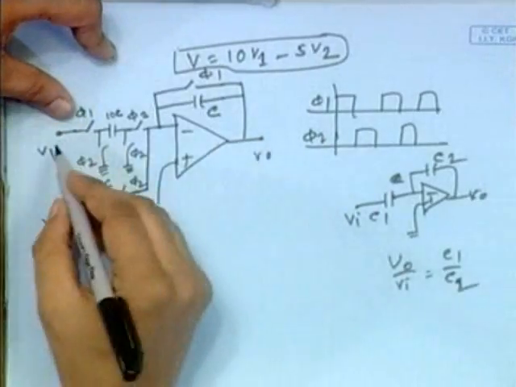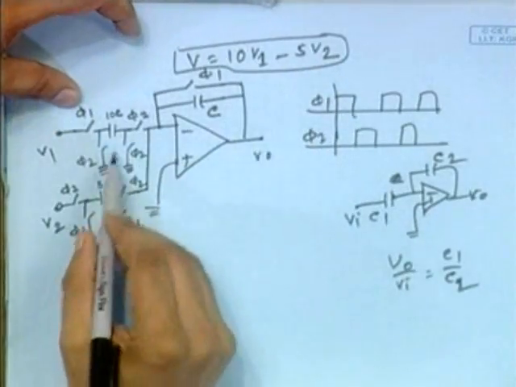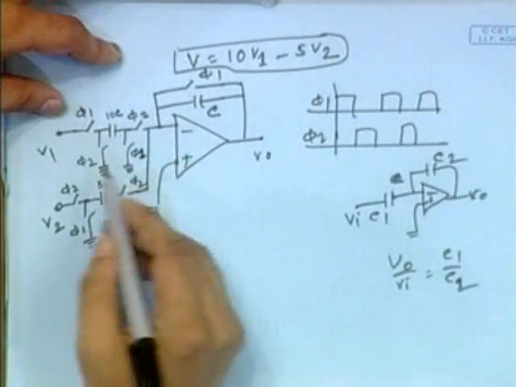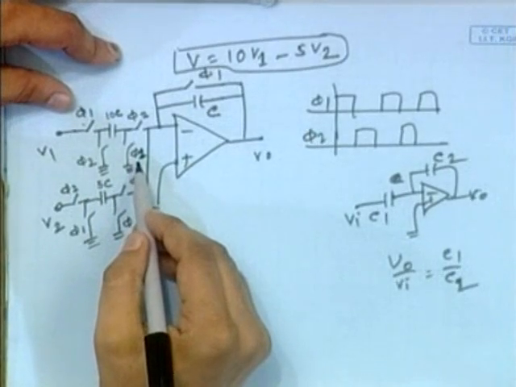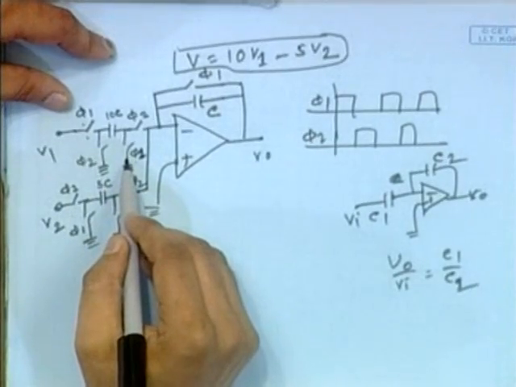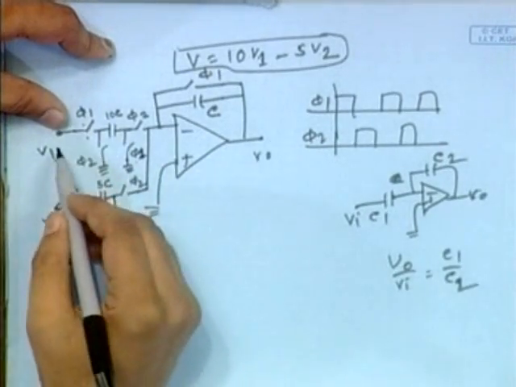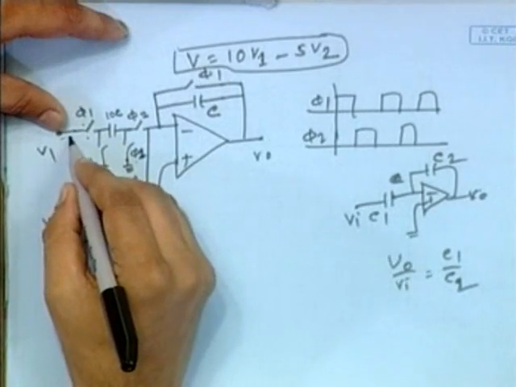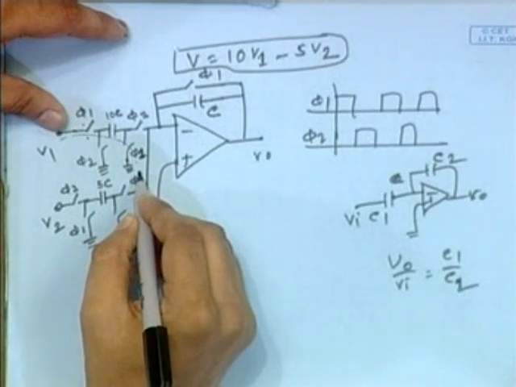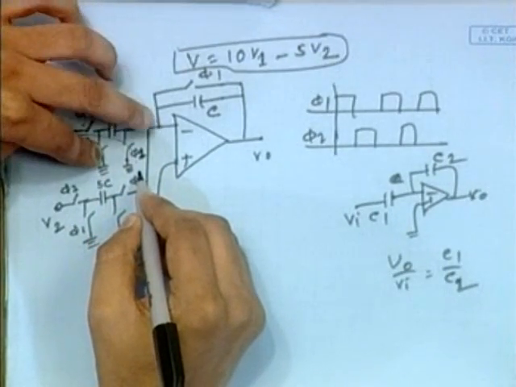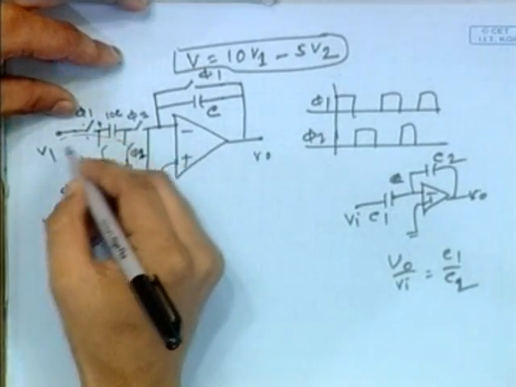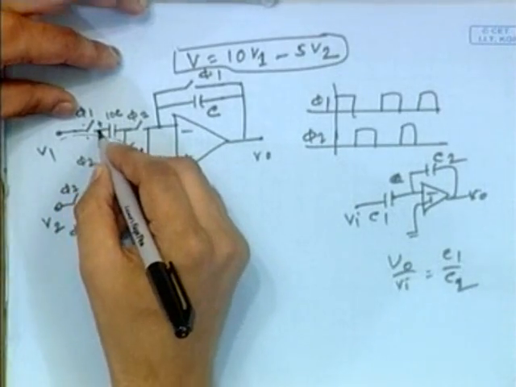See here. Now this is phi 1. This is phi 1. This is phi 1. This one is phi 1 and this one is phi 1. Cross connection. Now when phi 1, this will be charged at this path. Then phi 2, they are off. So this node will have V1 voltage.